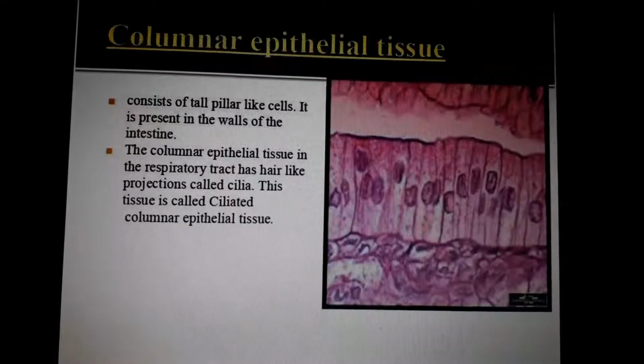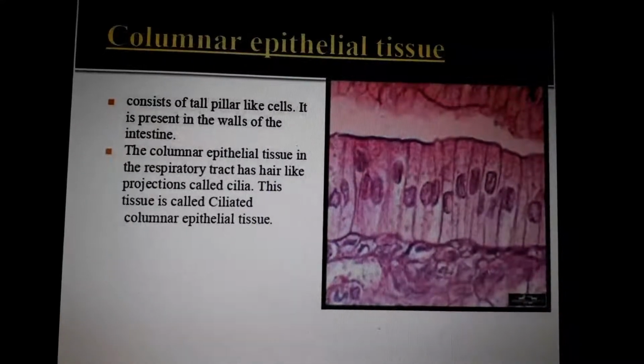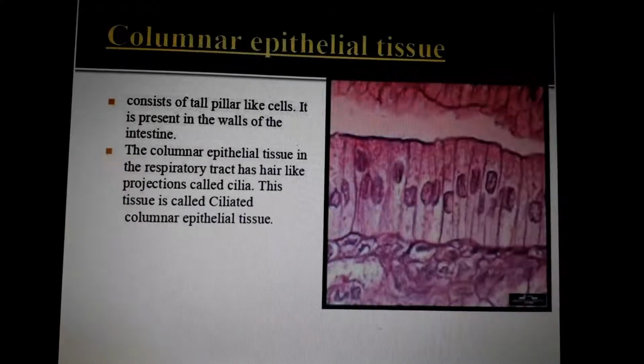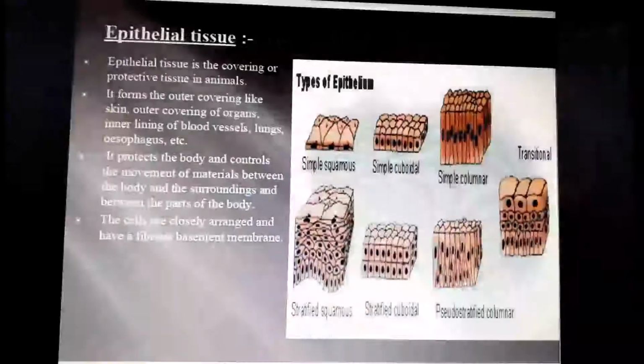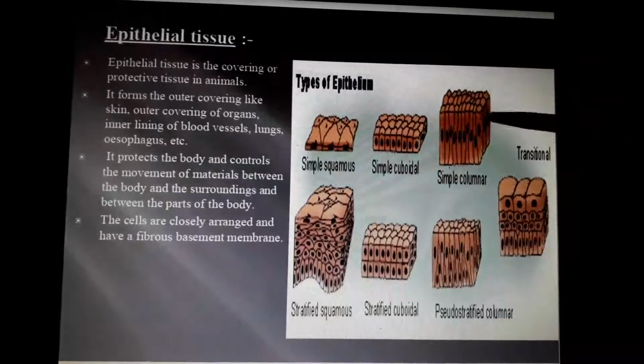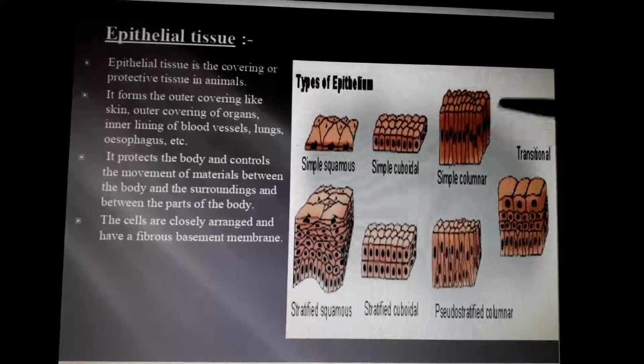The columnar epithelial tissue in the respiratory tract has hair-like projections called cilia. This tissue is called ciliated columnar epithelial tissue. We will discuss the respiratory tract later. These columnar epithelial tissues are especially in our intestine, only in our intestine. But a particular type of simple columnar tissue is there in our respiratory tract.